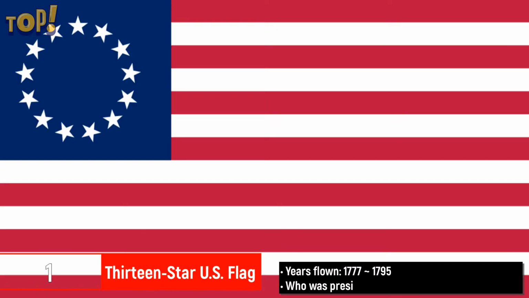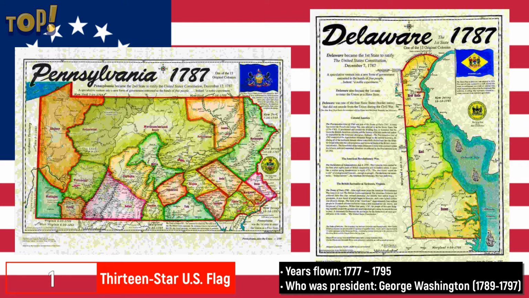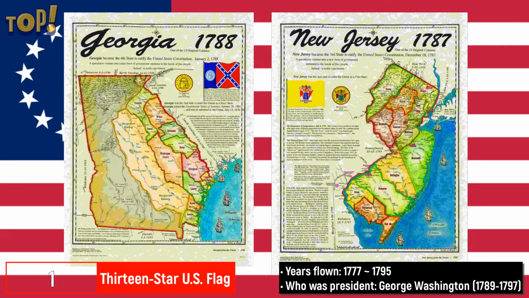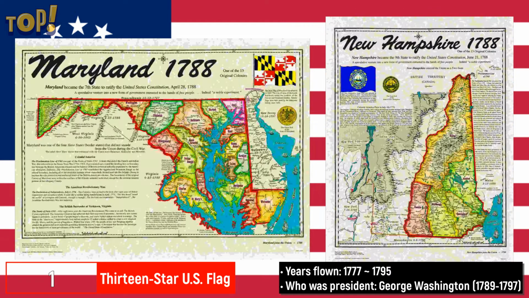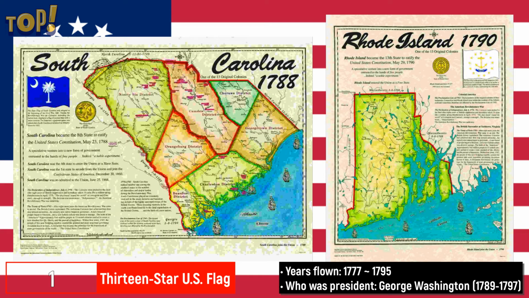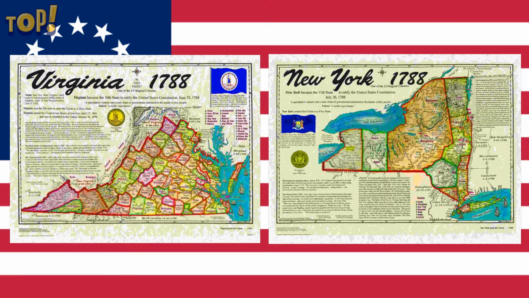The 13-star flag officially became the US flag on June 14, 1777, and the date is celebrated every year in the United States as Flag Day. Though there is no conclusive proof, Francis Hopkinson, a congressman from New Jersey and a signer of the Declaration of Independence, is credited with designing the flag. Each star and stripe represented a former British colony.